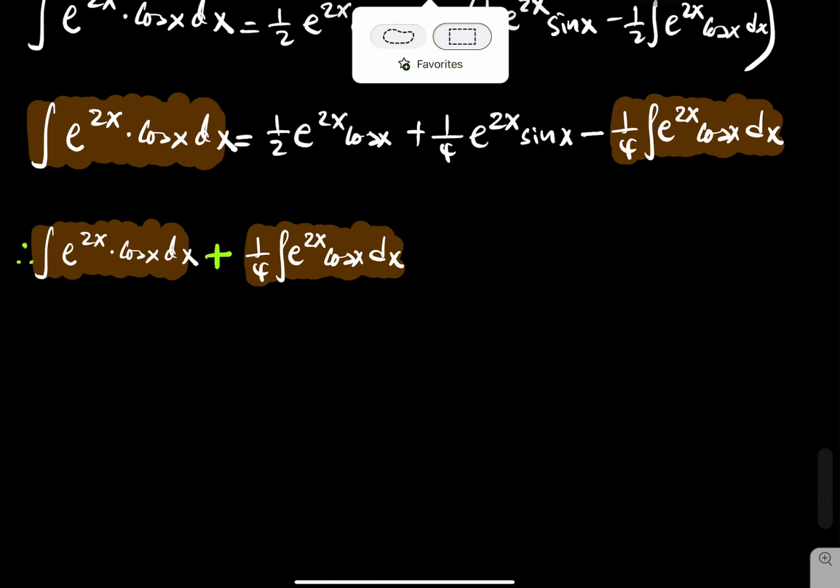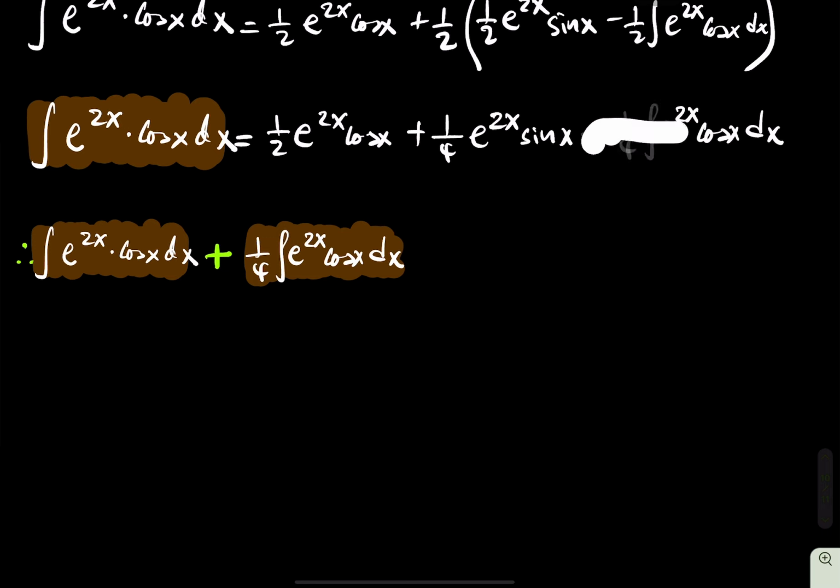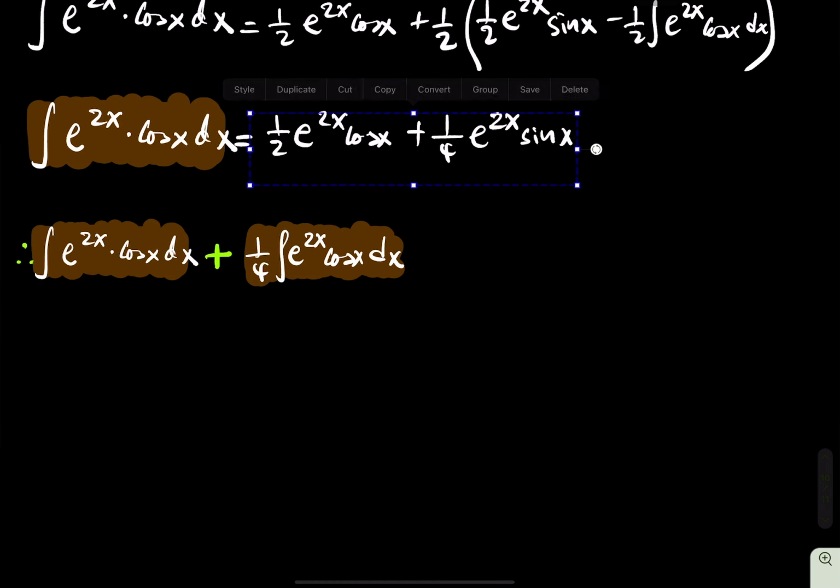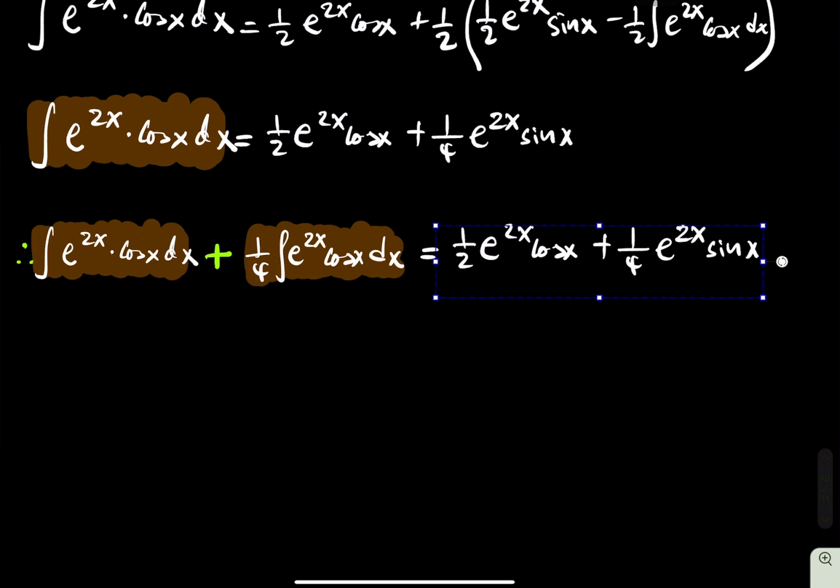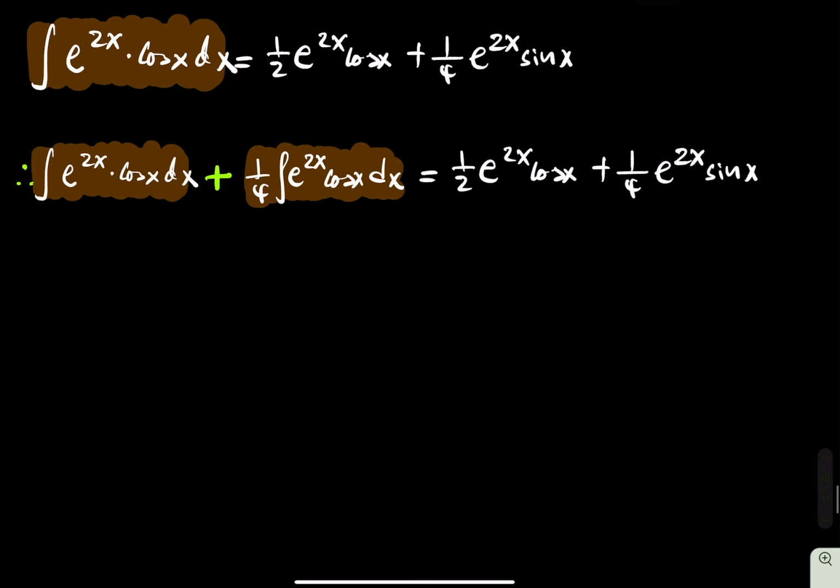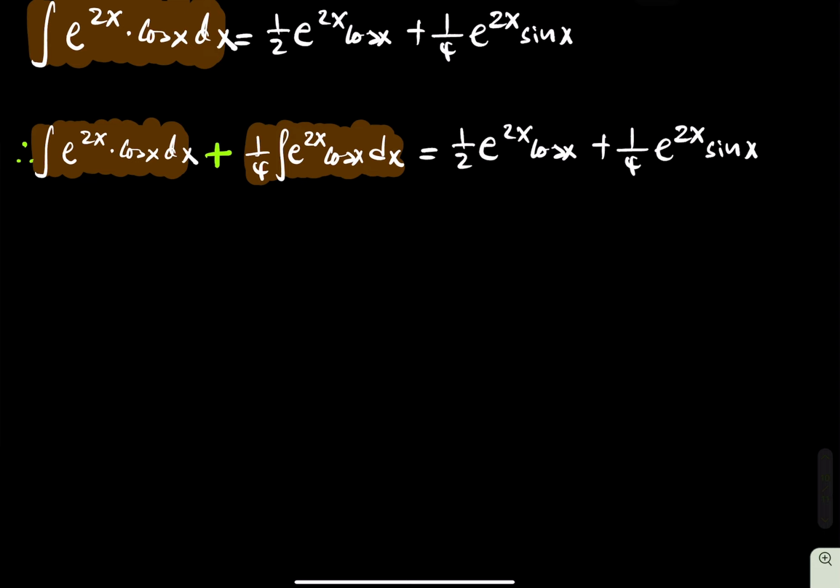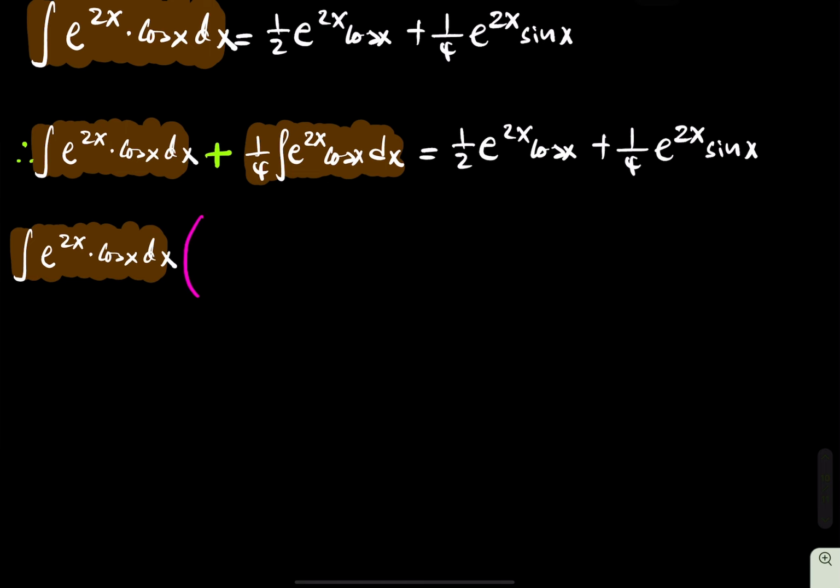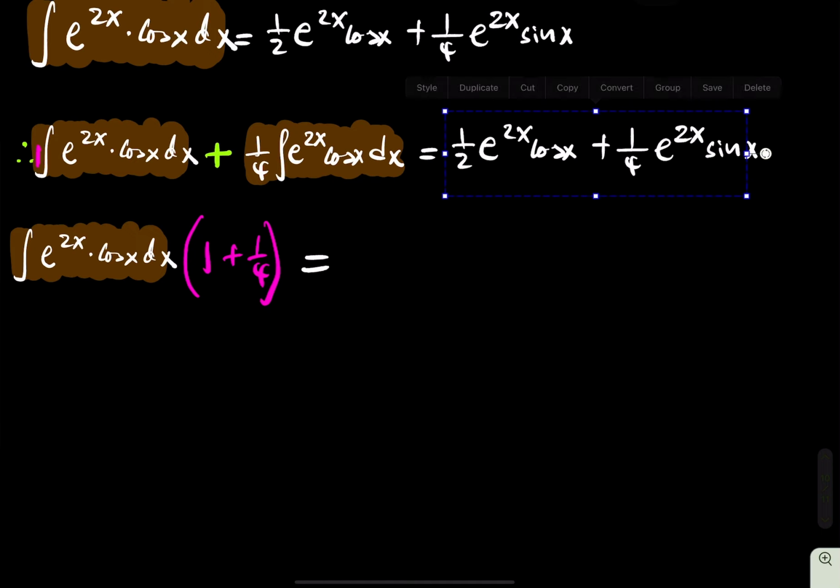Because it's gone now, I may need to delete it. So I'm left with this one, what is left of the equation. So these are your like terms. What can you do? You can factor out the common factor, which is this integral, and then it will leave you with 1 for this term, and then plus 1 over 4.